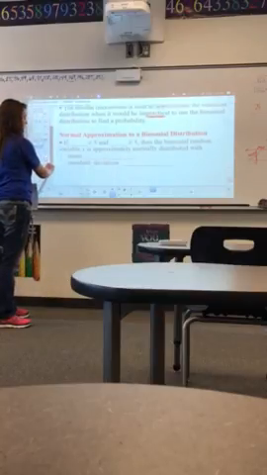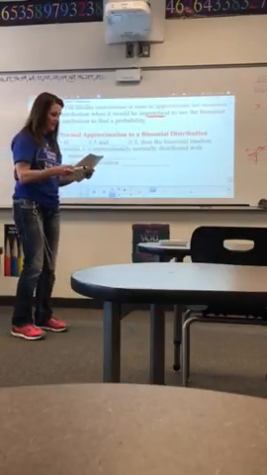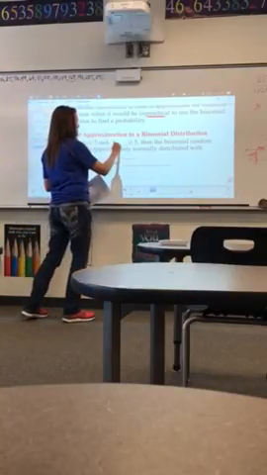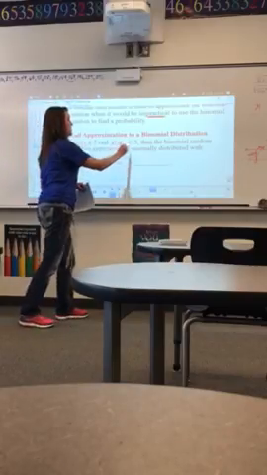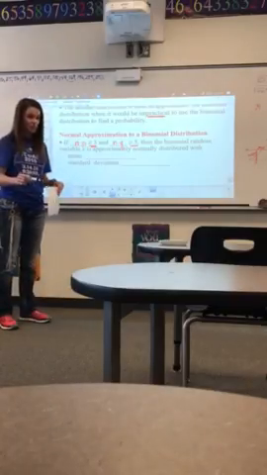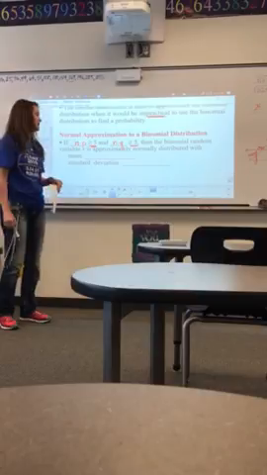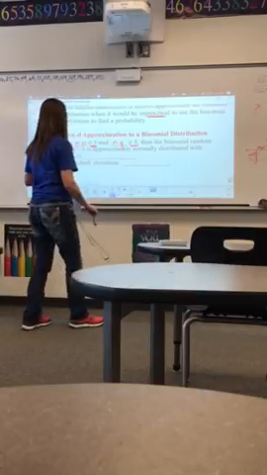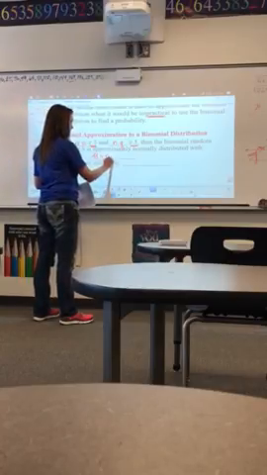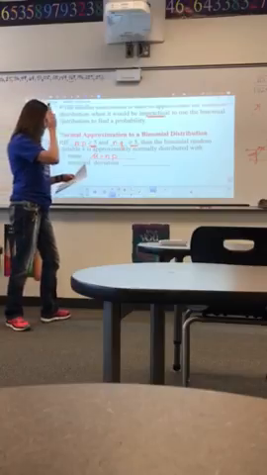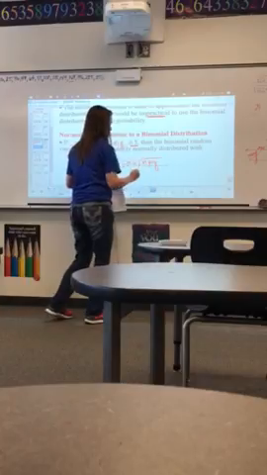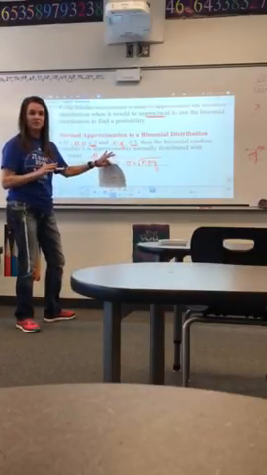Okay, a couple of rules first. To even be able to use this, your n times p and your n times q have to be greater than or equal to 5. If that's not true, then you can't use the normal distribution. You have to use the binomial PDF. So that has to be true first. Your mean is still n times p, and your standard deviation is still the square root of npq. By the way, you can absolutely take notes with me right now.